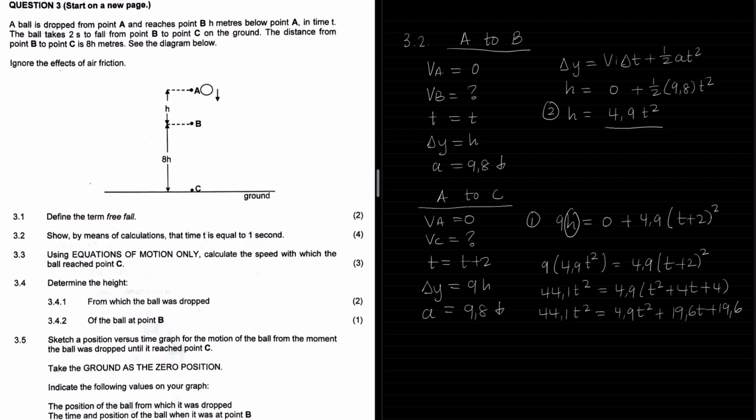Now this is a quadratic, so take everything over. So 44.1 minus 4.9 is 39.2 t squared minus 19.6 t minus 19.6 is equal to 0. Now you substitute this into the quadratic formula. You'll get t is equal to 1 or t is equal to minus half. We'll reject this and we'll accept t equals 1. Let's move on.